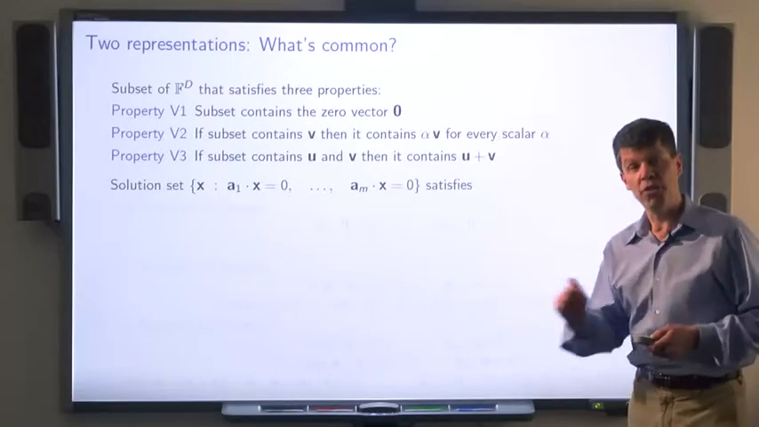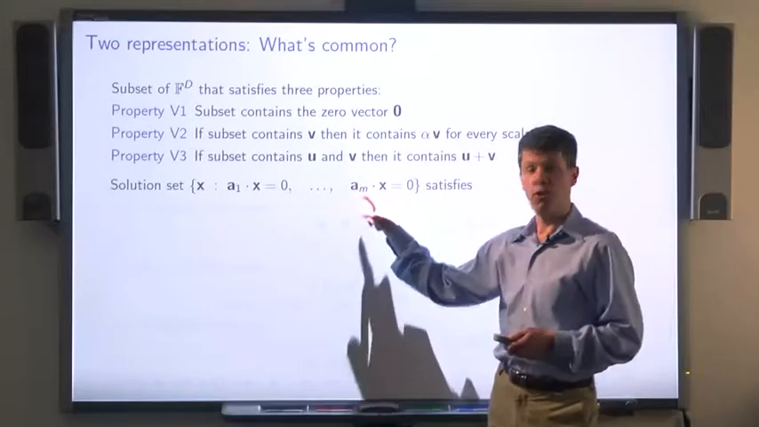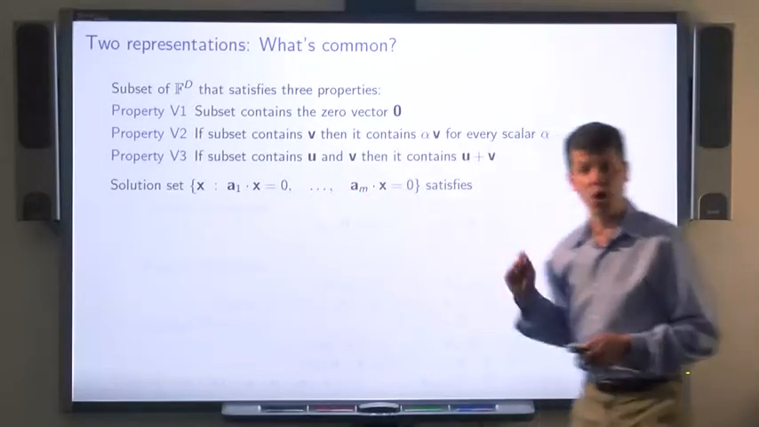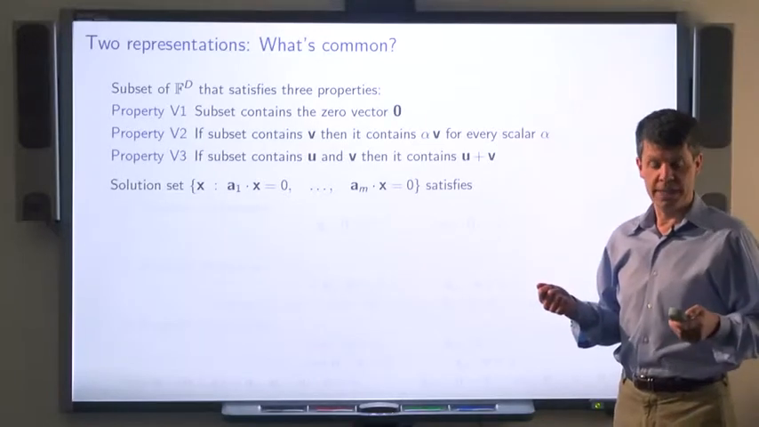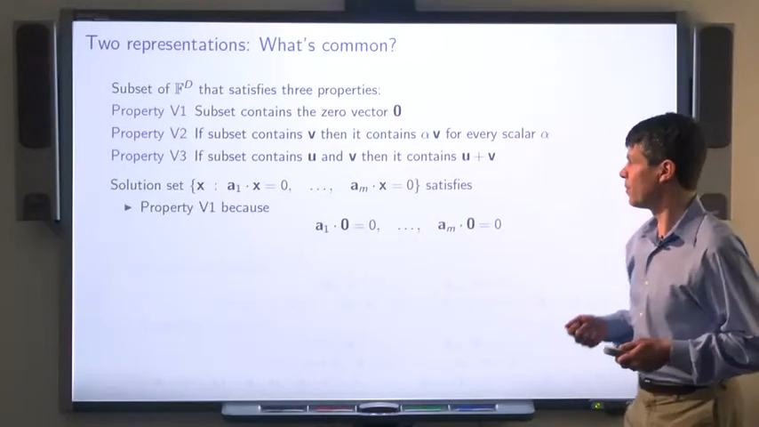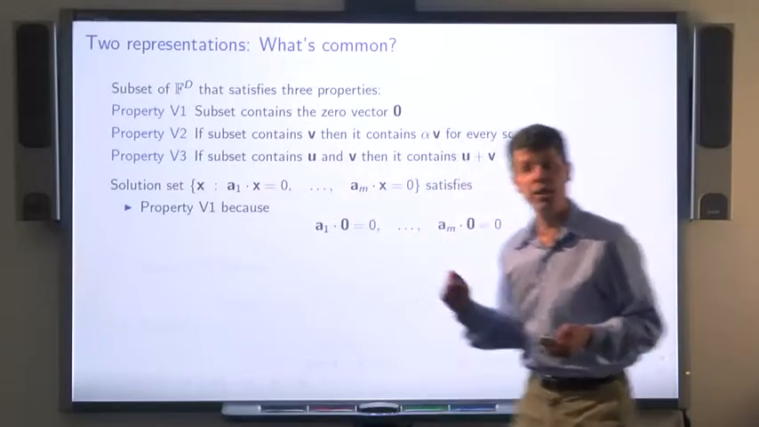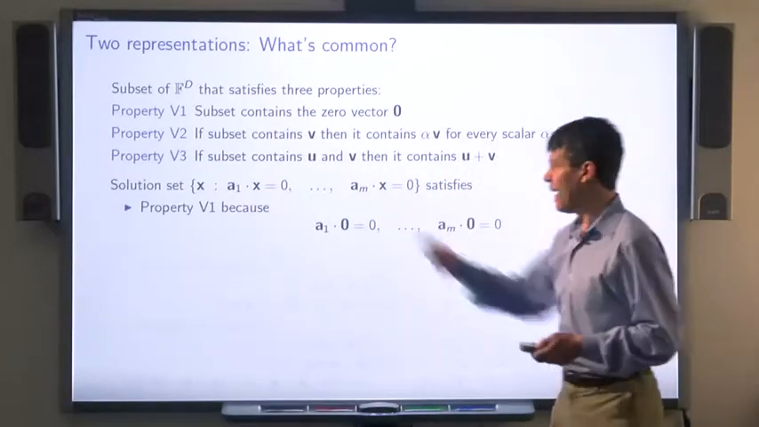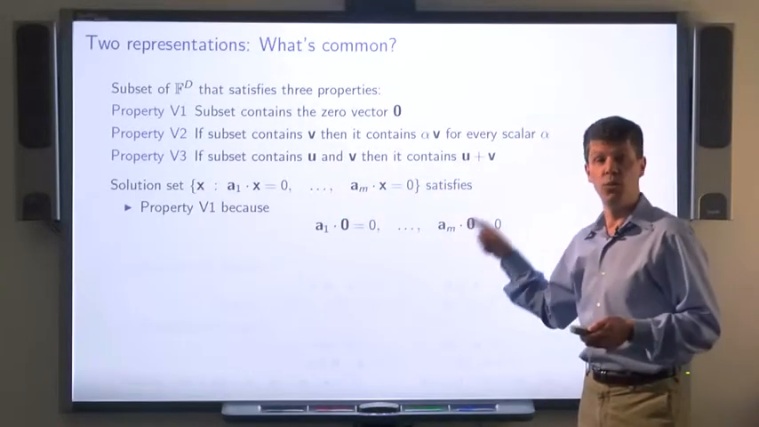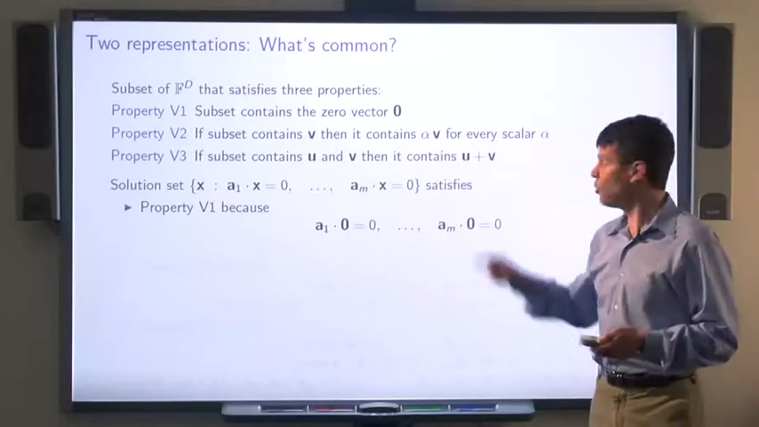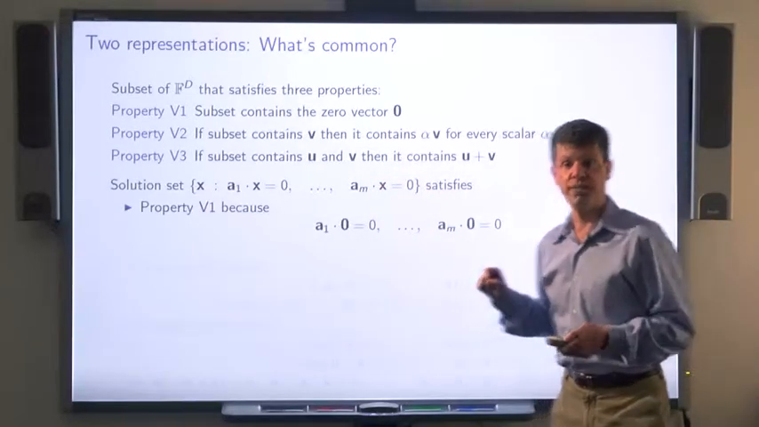Now let's turn to the other representation, the solution set of a collection of linear equations where the right-hand sides are all 0. Now, property v1 is also easy. Take the 0 vector and plug it in. Well, a1 dotted with the 0 vector is 0. a2 dotted with the 0 vector is 0, and so on. All the dot products with the 0 vector are 0. So clearly, the 0 vector lies in this solution set.